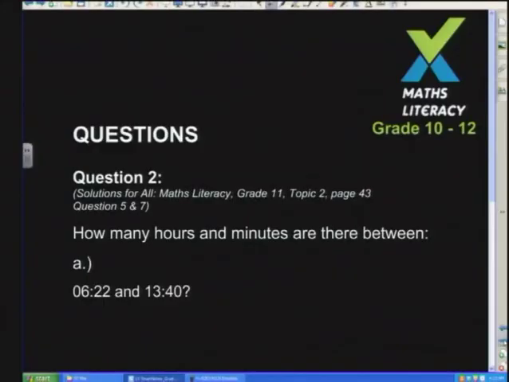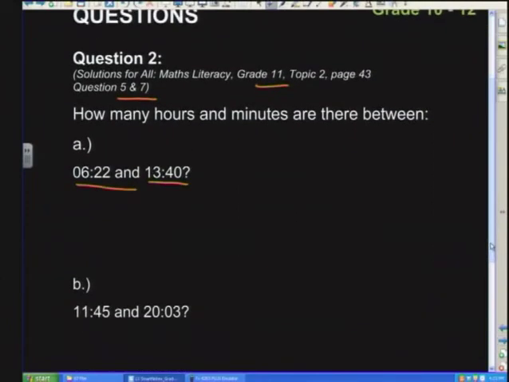Right, question 2 comes out of Solutions for All, the grade 11 book, topic 2, page 43, questions 5 and 7. How many hours and minutes are there between 6:22 and 13:40? So what I'm going to do is write it out like I did before. 13:40, I'm going to minus 6:22. And in this case, I can just actually minus it.